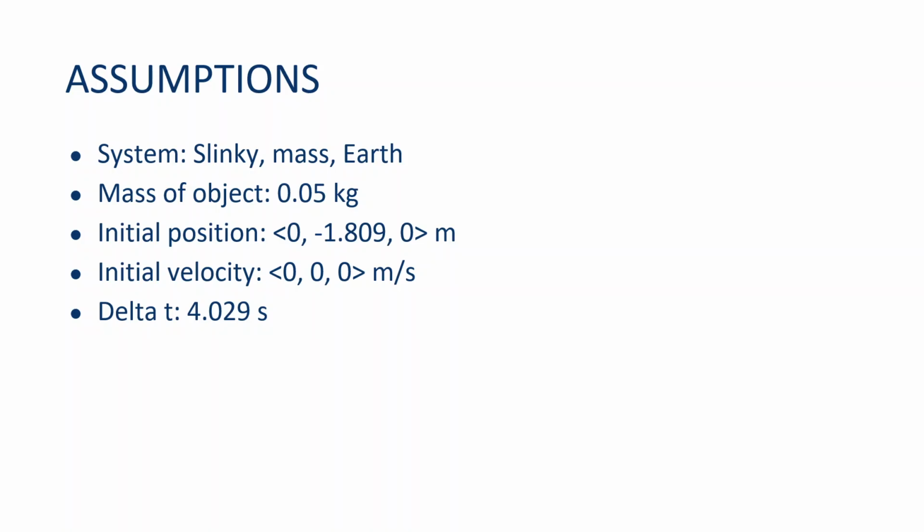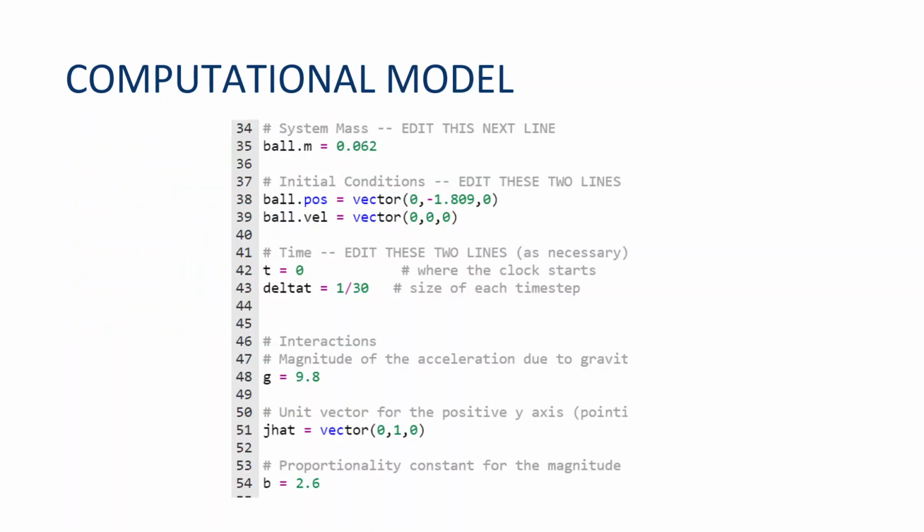First, we have to make a few assumptions. For one, the system is a Slinky, mass, and Earth. The mass of the object is 0.05 kilograms. Our initial position from Tracker is 0, negative 1.809 meters, and our initial velocity is 0 as it's dropped from rest. Change of time is 4.029 seconds.